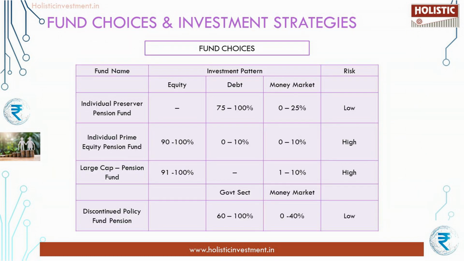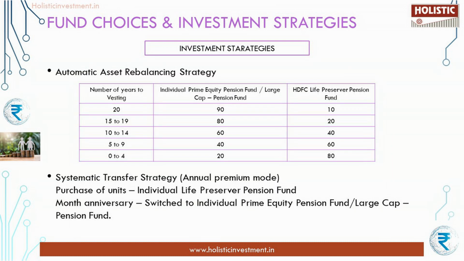Now let us look at the fund choices and investment strategies. First, fund choices. It offers 3 funds in which you can direct your premiums in the proportion of your choice, which may be altered later through premium redirection, or it can be altered by fund switches at the discretion of the policyholder. The 3 funds available in this plan are given in the table.